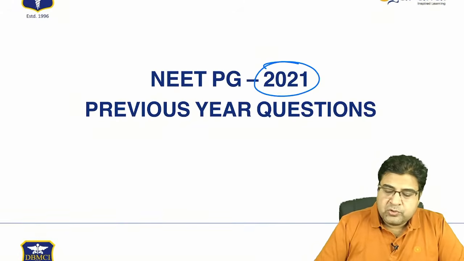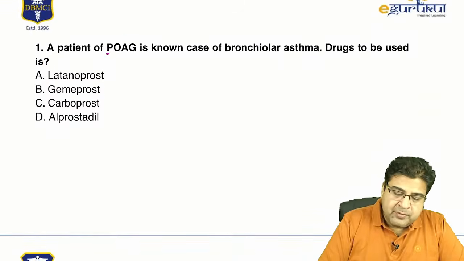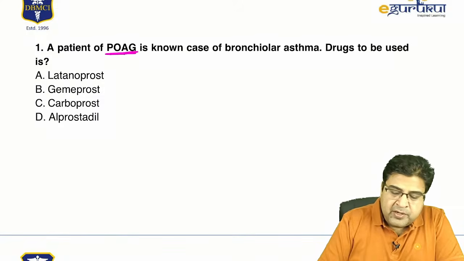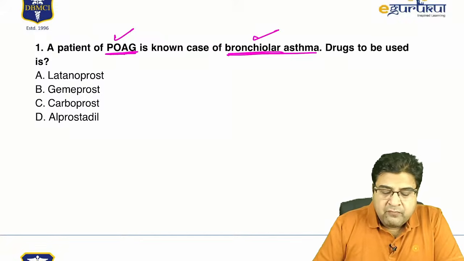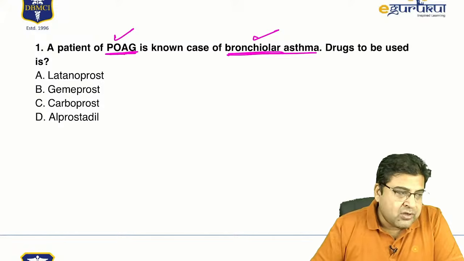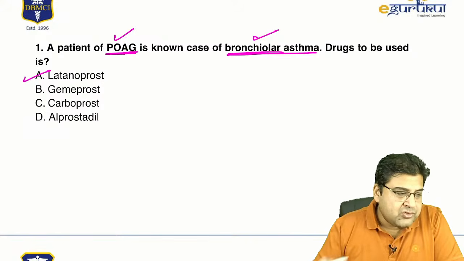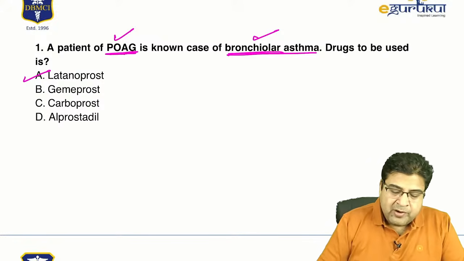Now let's move on to 2021. Question number 1, patient is having primary open angle glaucoma with bronchial asthma. So patient is a case of glaucoma with asthma. Which drug is used? So guys, I'm still doubtful whether the choices are correct or not, because out of these four, only one drug is an anti-glaucoma drug. The rest of the medicines are not anti-glaucoma drugs.